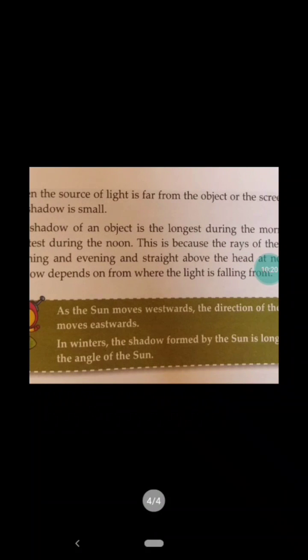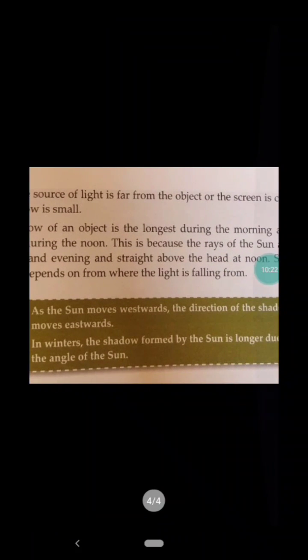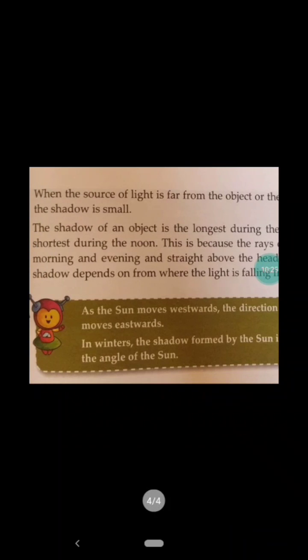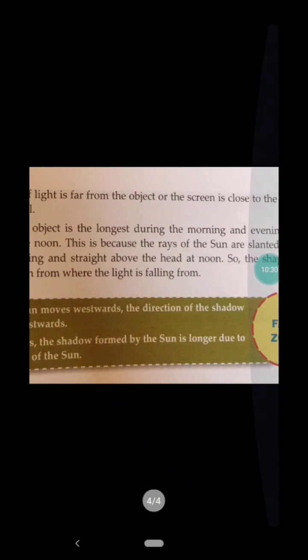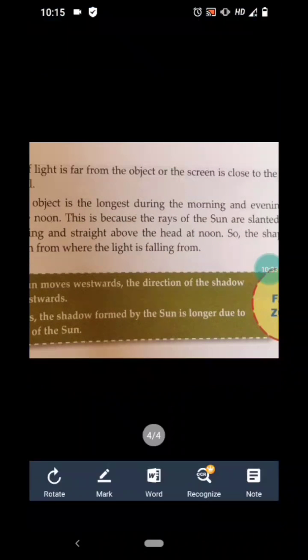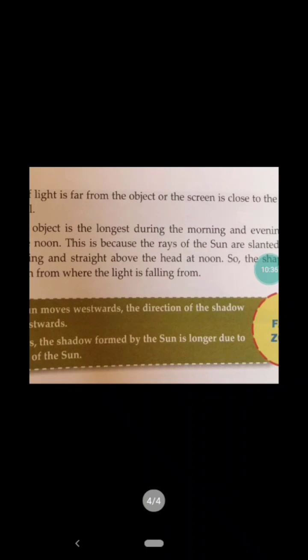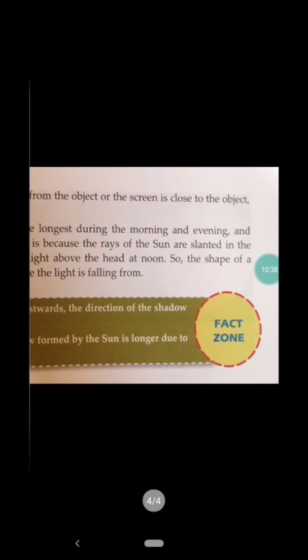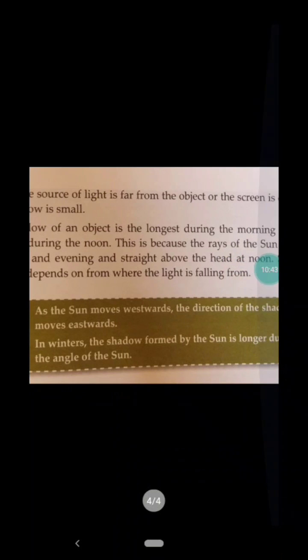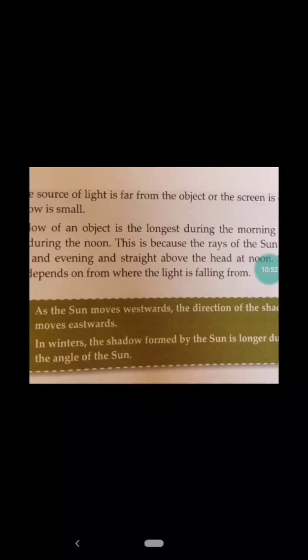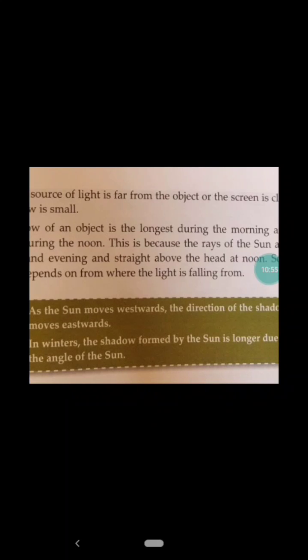The shadow of an object is longest during the morning and the evening time and shortest during the noon. This is because the rays of the sun are slanted during the morning and evening and directly above the head at noon time. So the shape of a shadow depends on where the light is falling from. So as we have already discussed, as the sun moves westward, the direction of the shadow will be eastward, and in winter the shadow formed by the sun is longer due to the angle of the sun.